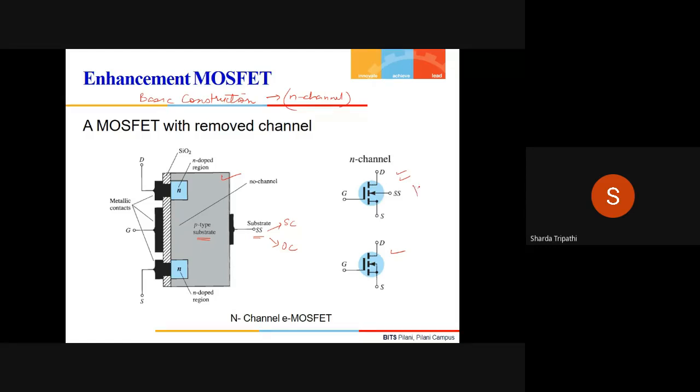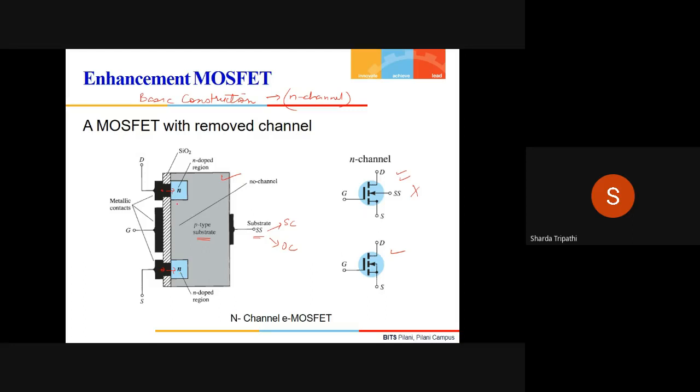But we are not going to consider this case. For the sake of simplicity, we will assume that the substrate is shorted to the source. Then besides the substrate, we have our usual terminals, the drain, the gate, and the source. You see over here, the drain and the source are connected through metallic contacts. These black boxes are the metallic contacts, and through them they are connected to these heavily doped N regions.